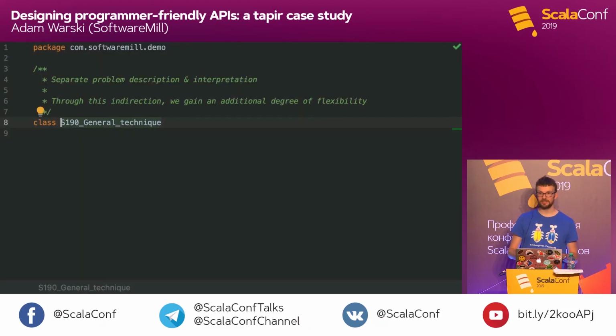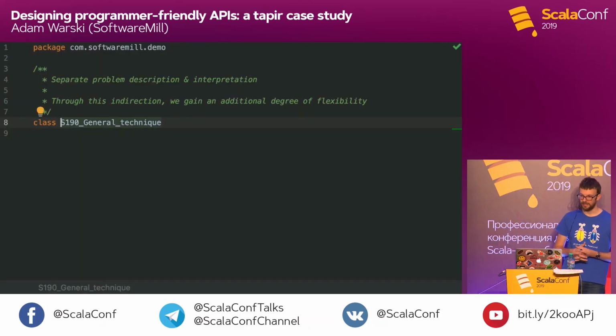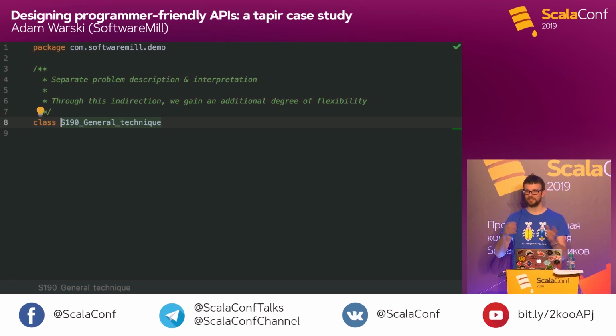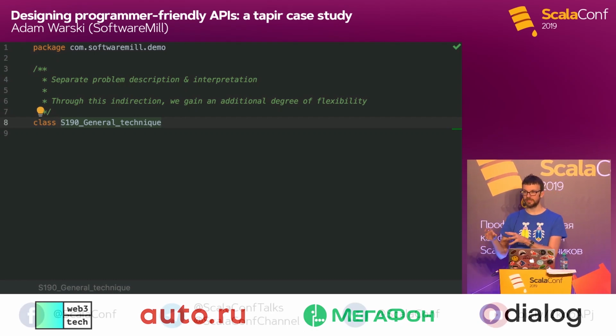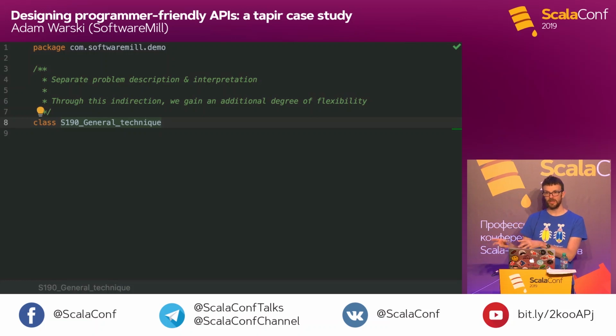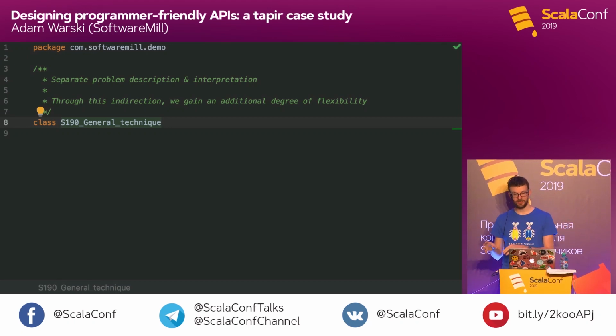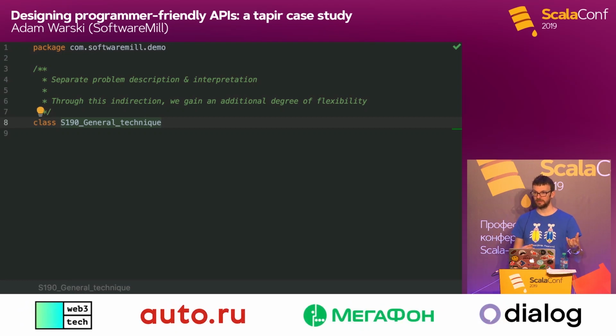And what we have seen here is a more general technique in play, which is to separate the problem description from its interpretation, right? So what we did is we described the endpoint as an immutable data structure, and then we provided a couple of interpreters that turn this data structure into some usable thing, like a server, or we could also interpret it as a client, or as documentation.